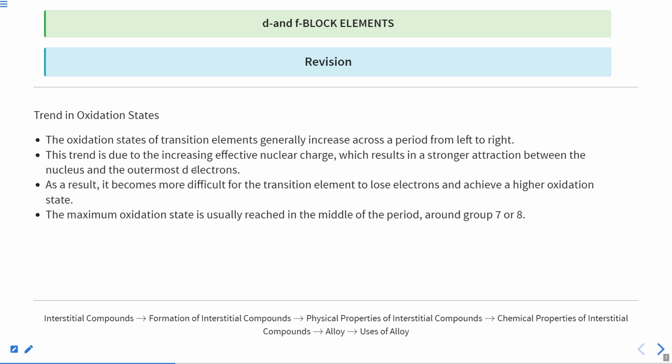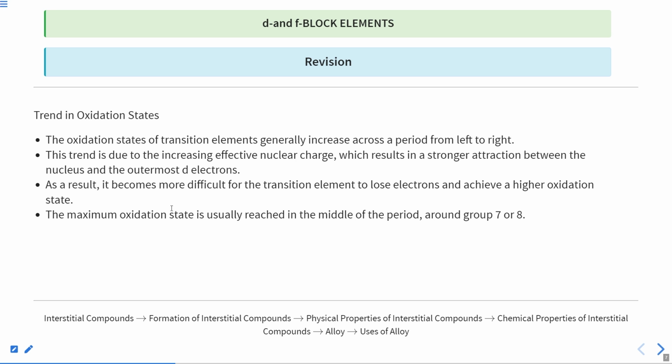We have already seen the ionization enthalpy, which is a result of the increased effective nuclear charge. So as the effective nuclear charge increases, after some time, what we see is that the maximum number of oxidation states goes to the middle and starts to decrease after a certain element. Okay, we will see that trend also.